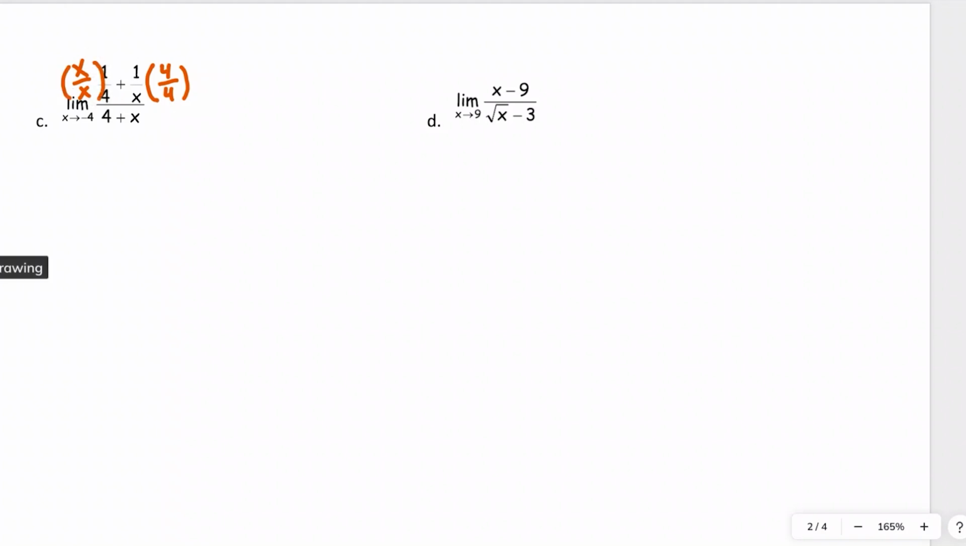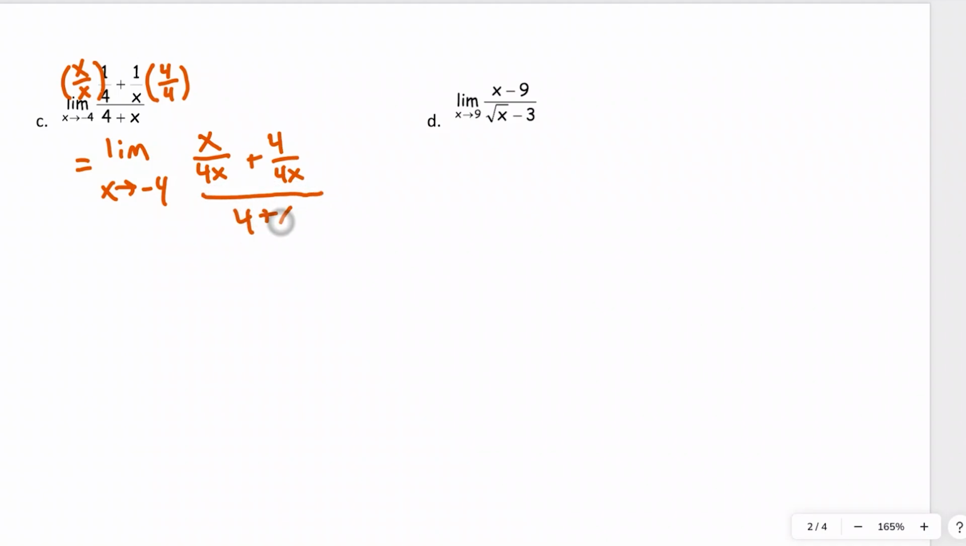Trying to stay consistent with my notation here. So this will equal the limit as x approaches negative 4 of 1 over 4x plus 4 over 4x over 4 plus x. Now I can combine those two fractions in the numerator, so they have a common denominator, x plus 4 over 4x divided by 4 plus x.